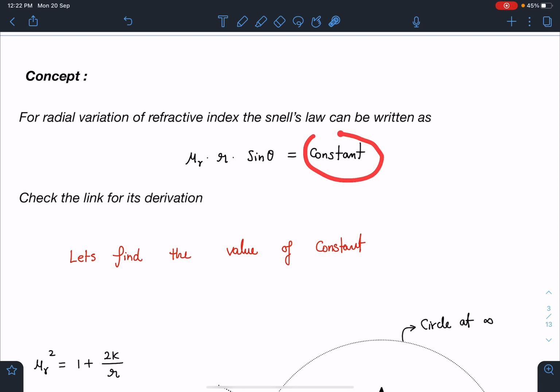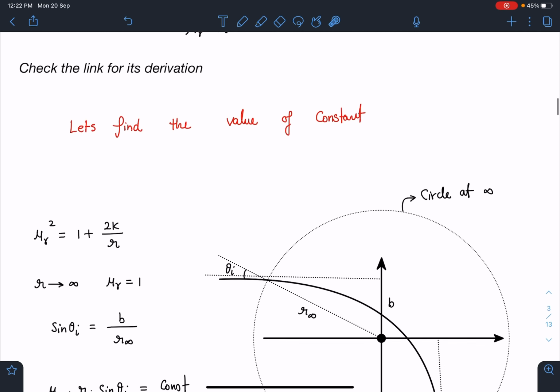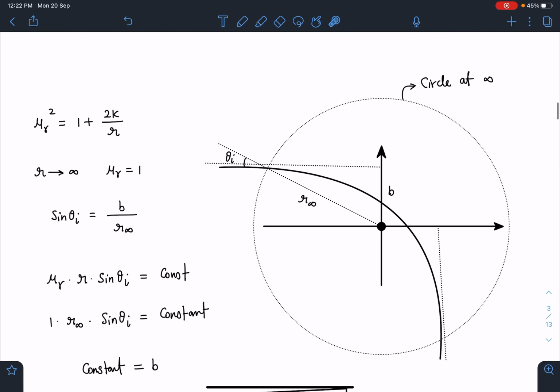How much will the value of this constant be? So I can write mu r, let's square it, mu r square, as 1 plus 2k by r. Now here you can see, if I consider a circle at infinity, this will be the angle of incidence at this point. So sine theta I can write as b by r infinity. This is r infinity, right? Though it is infinite, I am calling it r infinity.